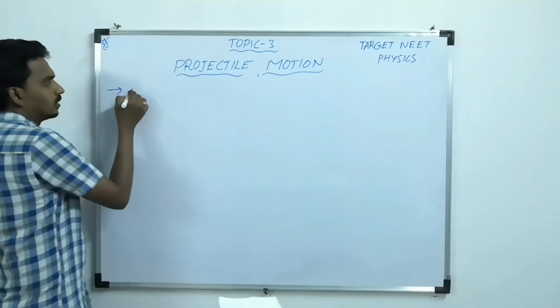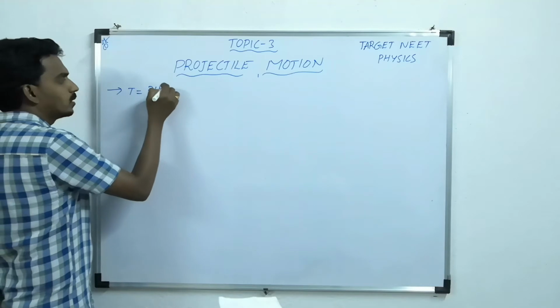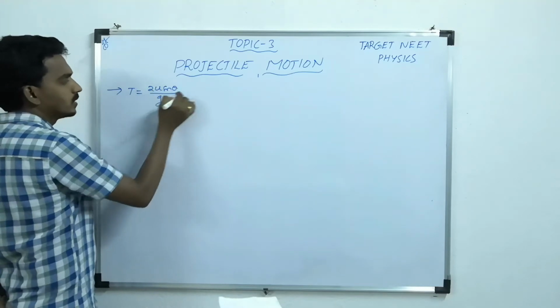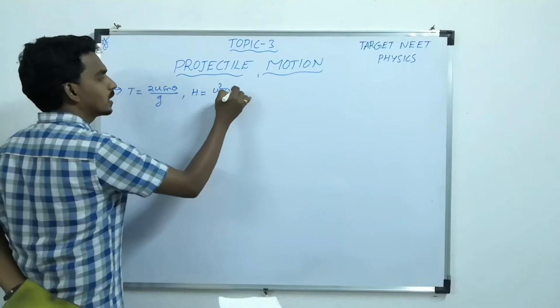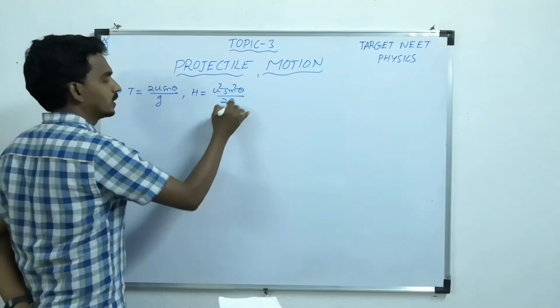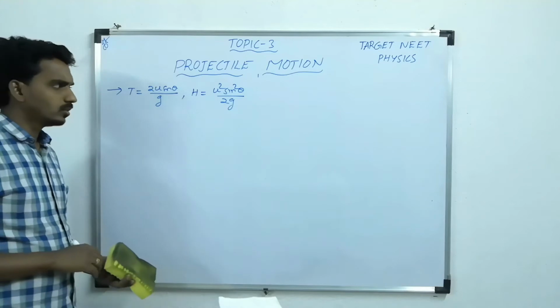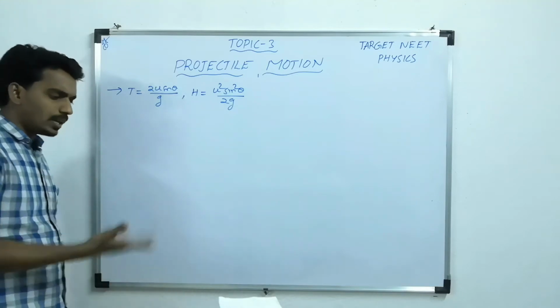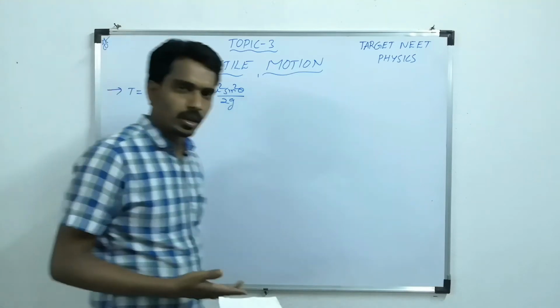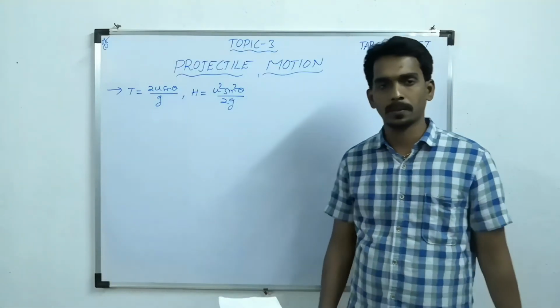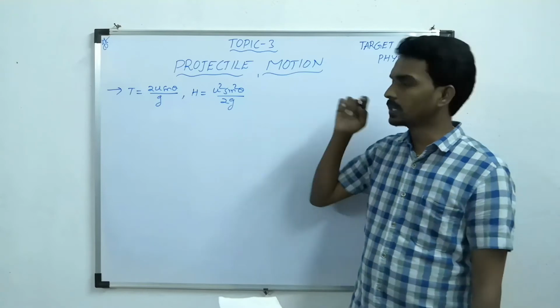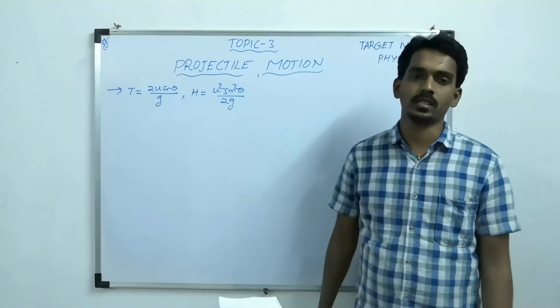So first one, what is the total time of flight? 2u sin theta by g. And what is the maximum height? u square sin square theta by 2g. Now if you understand the manipulation we can make between the equations, and if you can solve such things, then questions based on projectile motion also become easier.